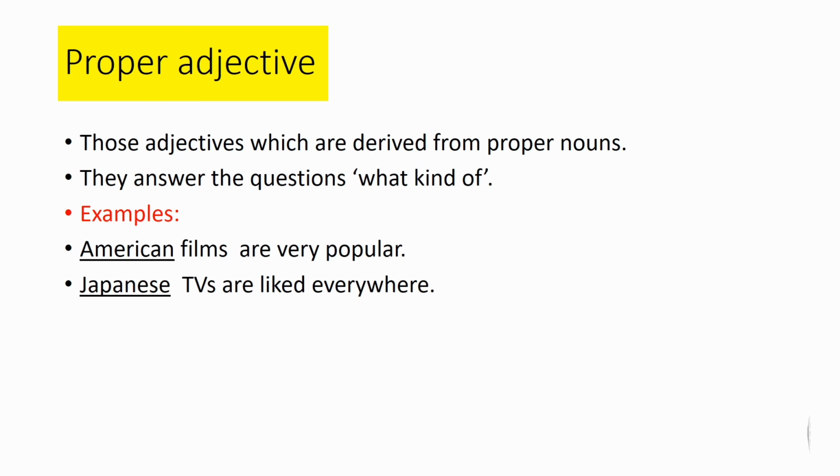Now coming to examples of proper adjective. The first one is: American films are very popular. So American is a proper adjective because it is derived from the proper noun America. Coming to the second example, Japanese TVs are everywhere. So Japanese is a proper adjective because Japanese is derived from the proper noun Japan.